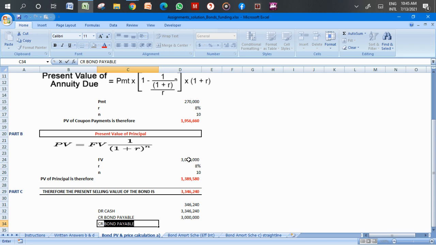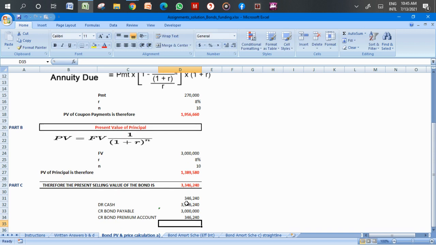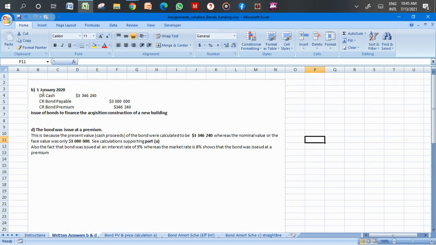Then we are going to credit again bond premium account by how much? By the difference between the two, or the balance figure, which is this one. So this would be the journal entry. So this is our journal entry here: debit cash with 3,346,250, credit bond payable 3 million, then credit again bond premium account with 346,250.